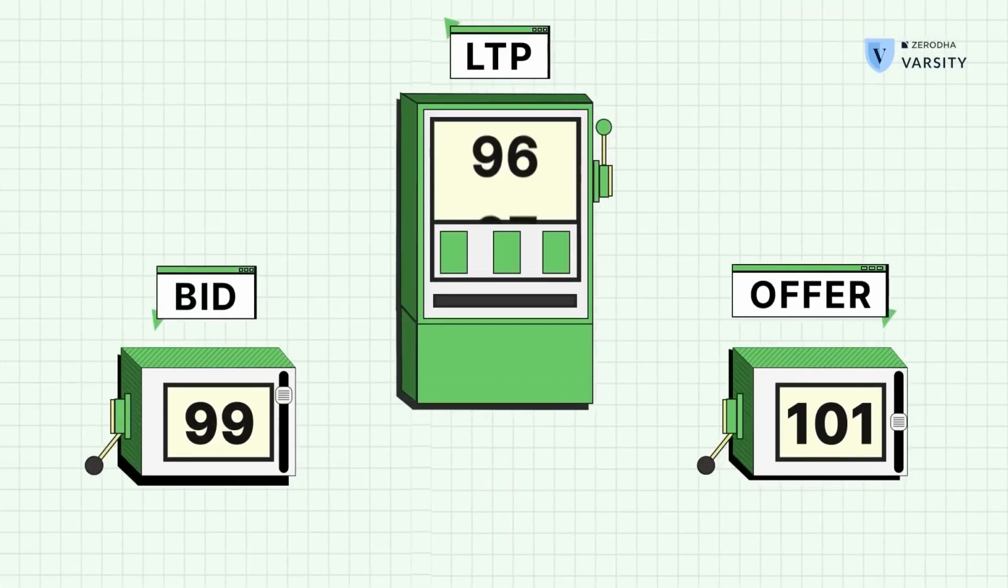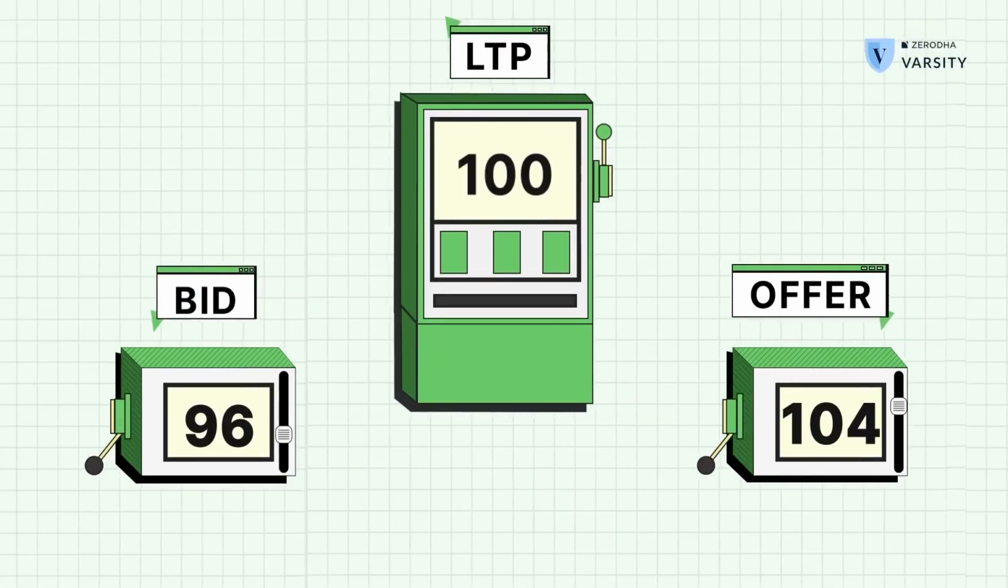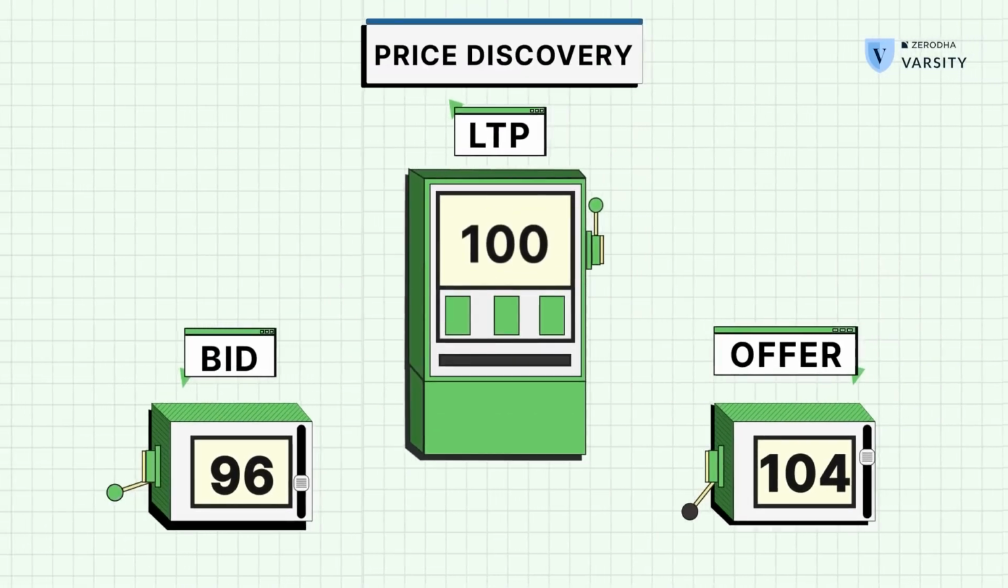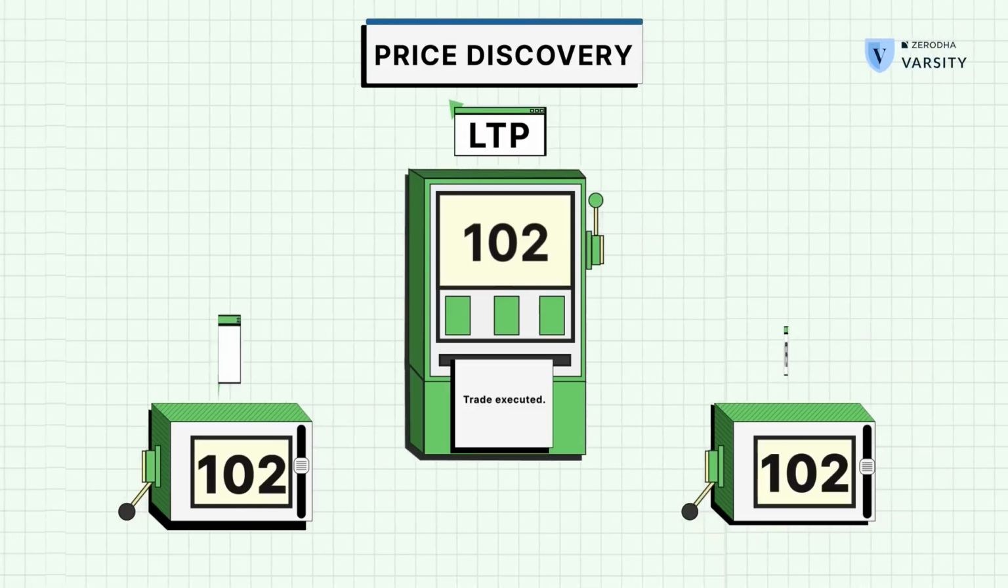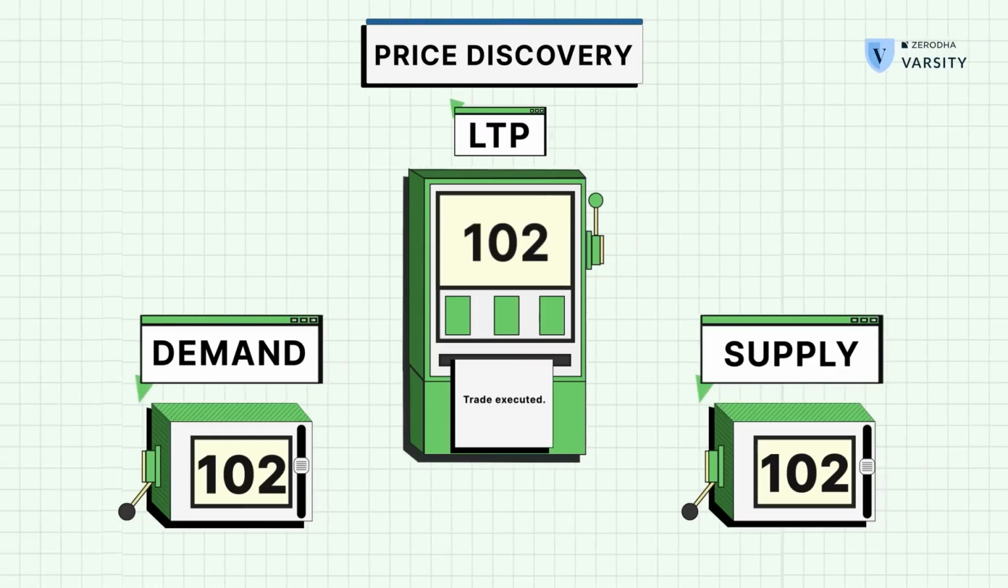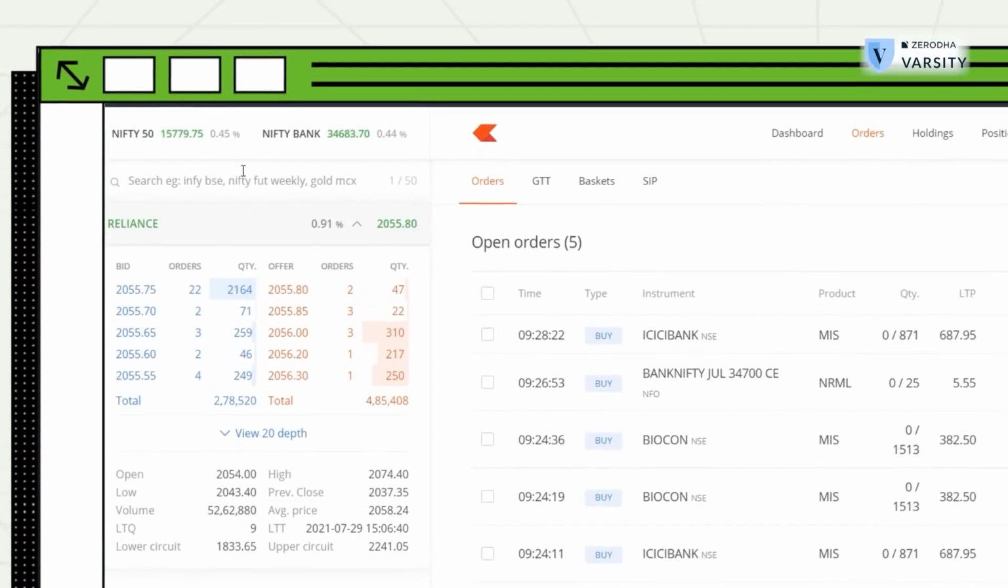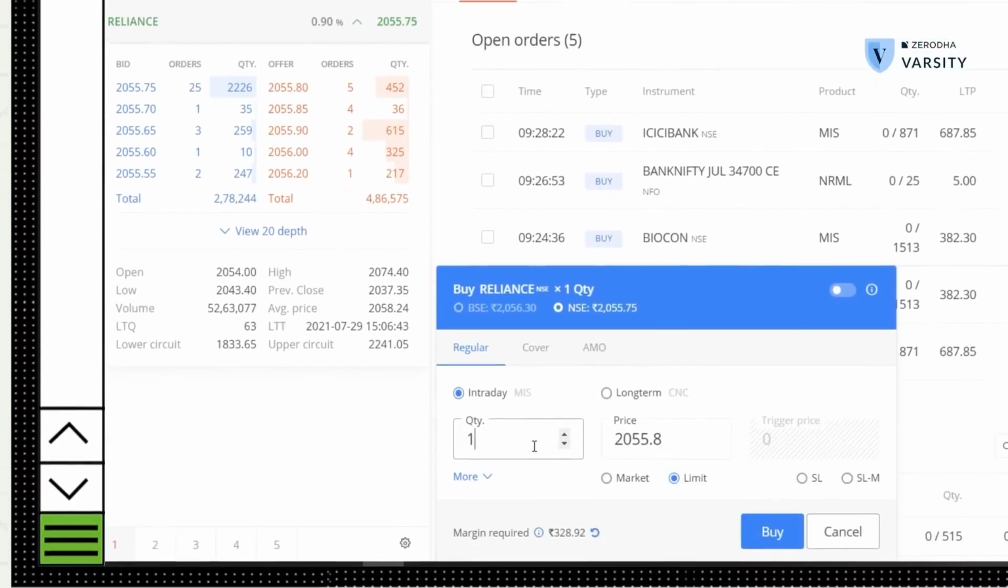And this is how price discovery actually happens. People are bidding and people are offering stock at different prices. And where there is more pressure and trades take place, that's how prices move. Simple demand and supply. But we can see all of the orders here in the market depth. Now what I'll do is I'll place a 10 shares buy order.